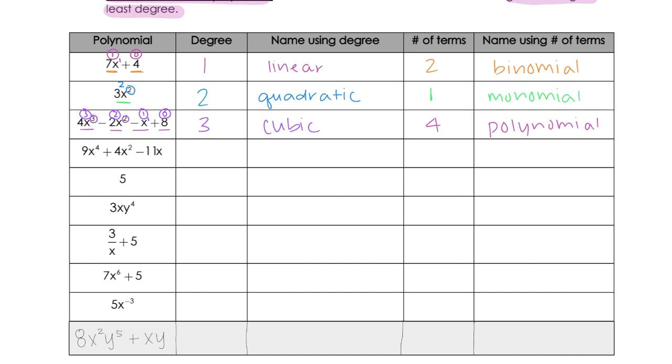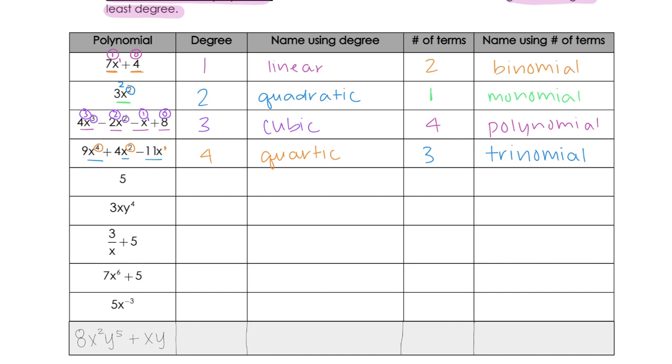Okay, and then on the next row, I see a degree of 4, a degree of 2, and a degree of 1. 4 would be the highest one, so then we call this quartic. And then I see 1, 2, 3 terms, and this would be an example of a trinomial.